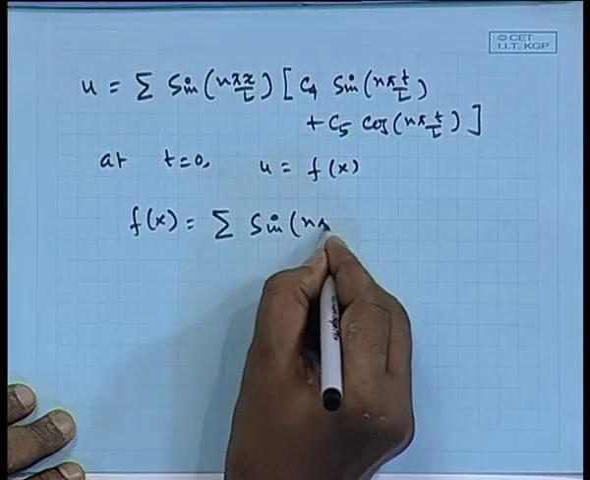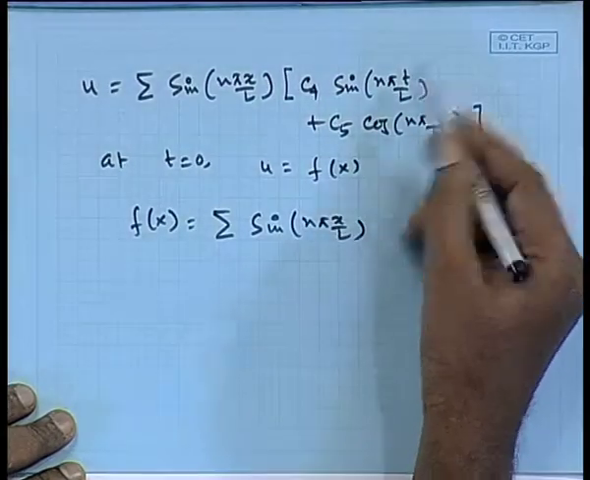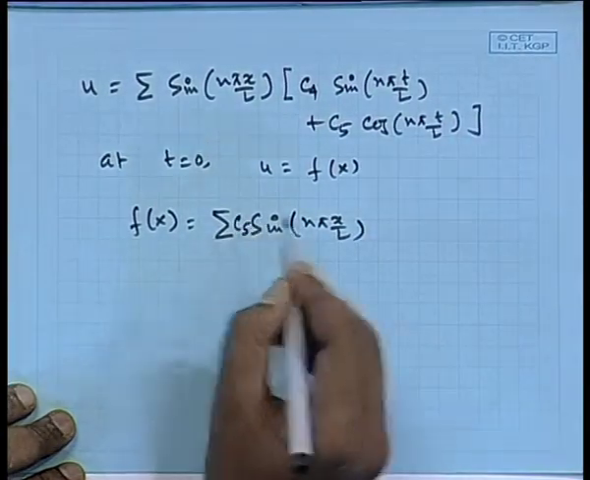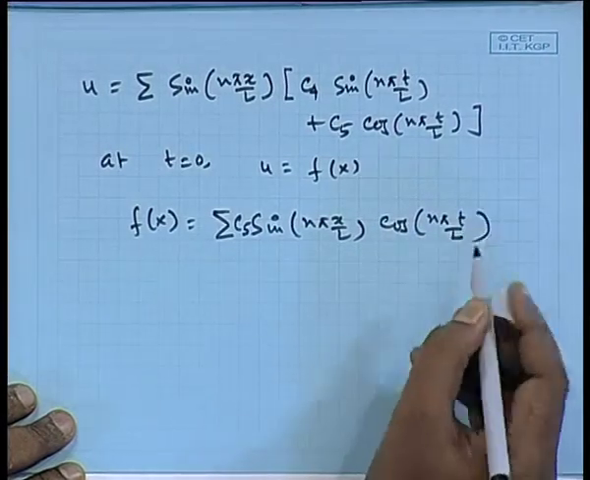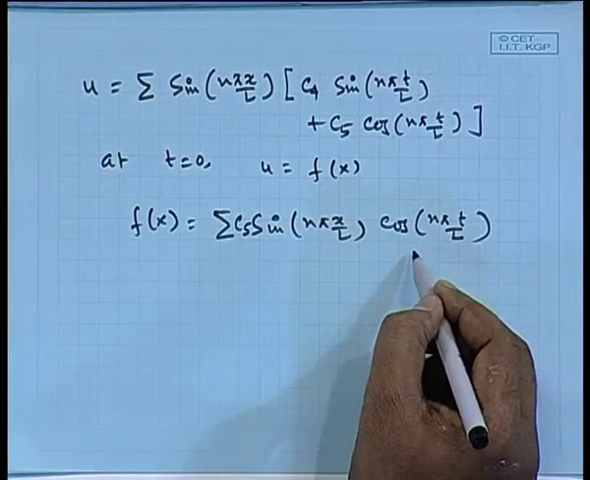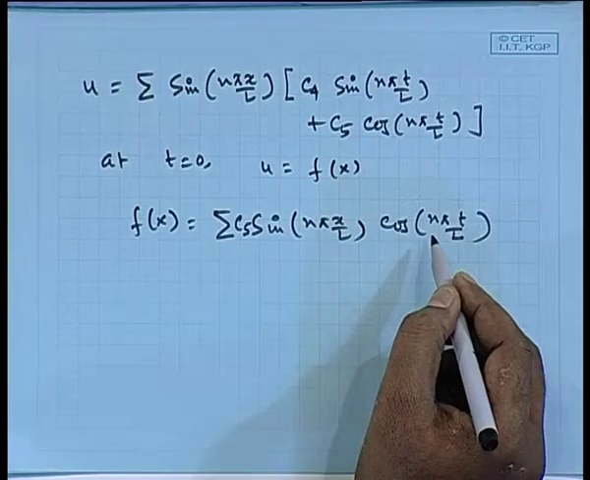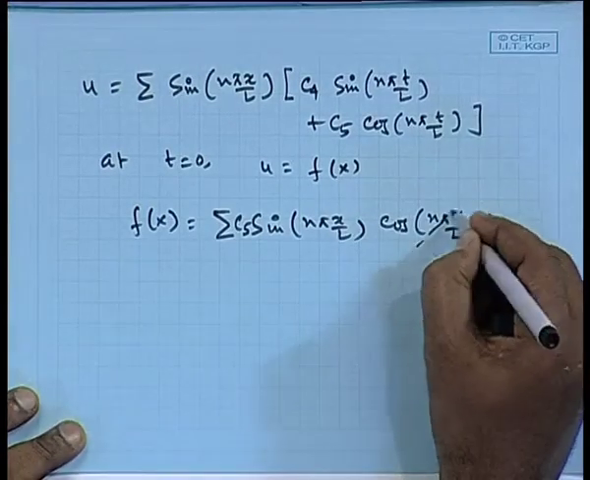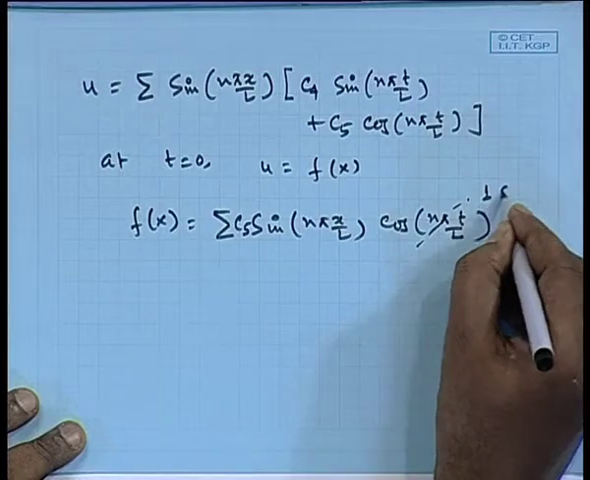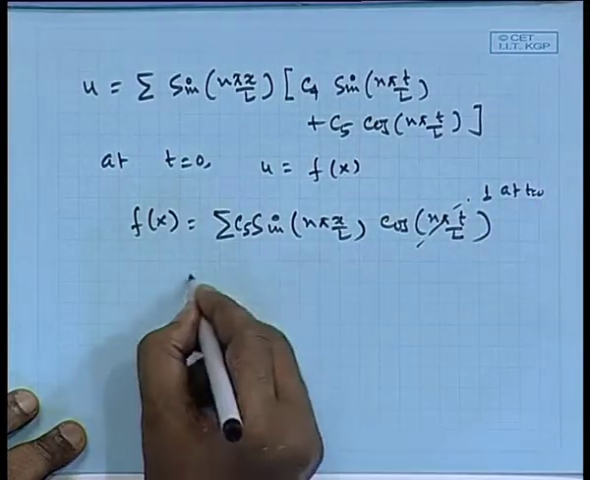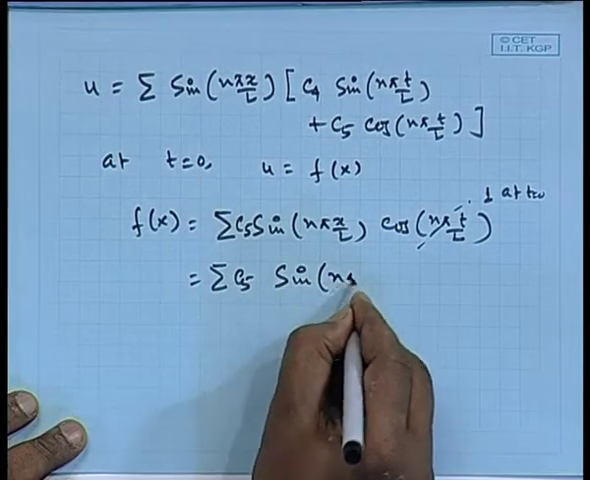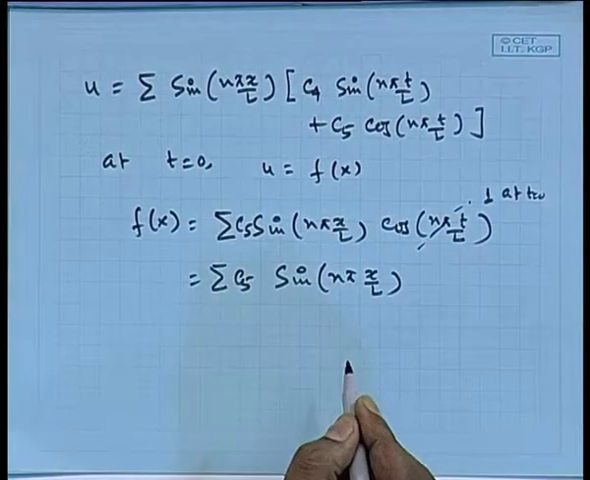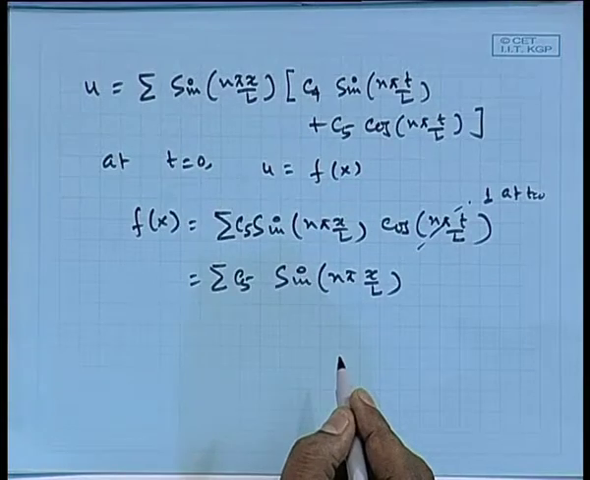of C 5 sin n pi x by L times cosine n pi t by L, and at t equal to 0 this cos 0 will be 1, right. This term will be equal to 1 at t equal to 0. So, this will be nothing but C 5 sin n pi x by L, right.